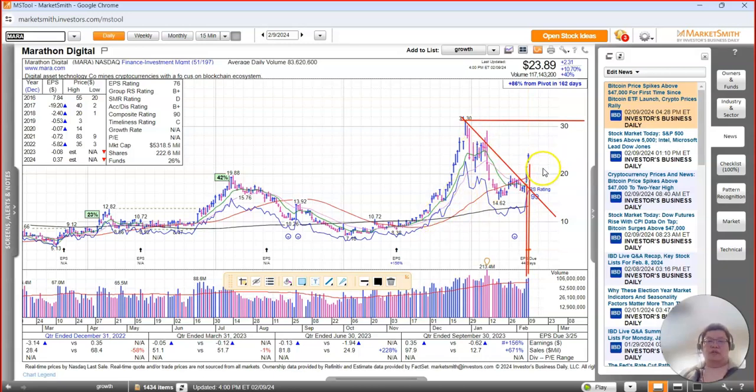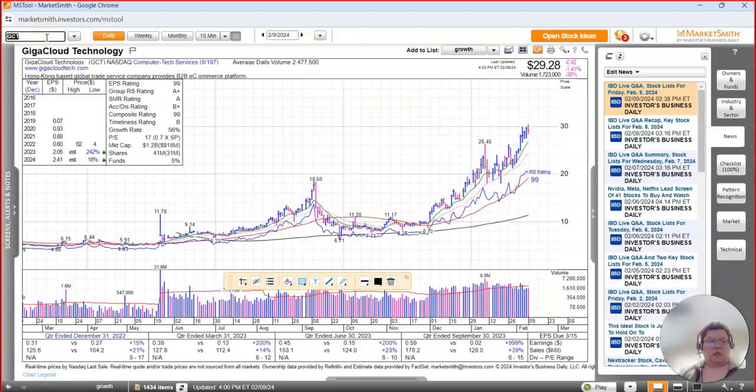So I don't expect, again, when this rally is going to end, I expect everything to drop. I don't think any stock will escape that pullback. That's how I think anyway. But for now, as long as the market wants to keep going, this kind of stocks can move. So Giga Cloud Technology continues to move.